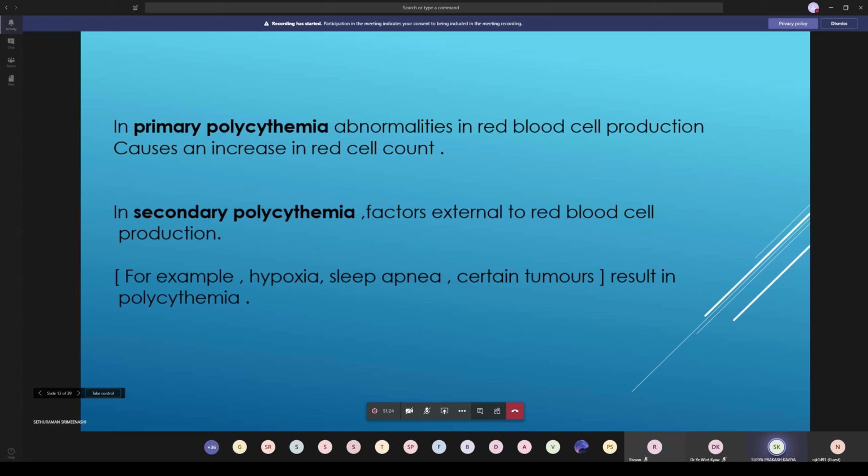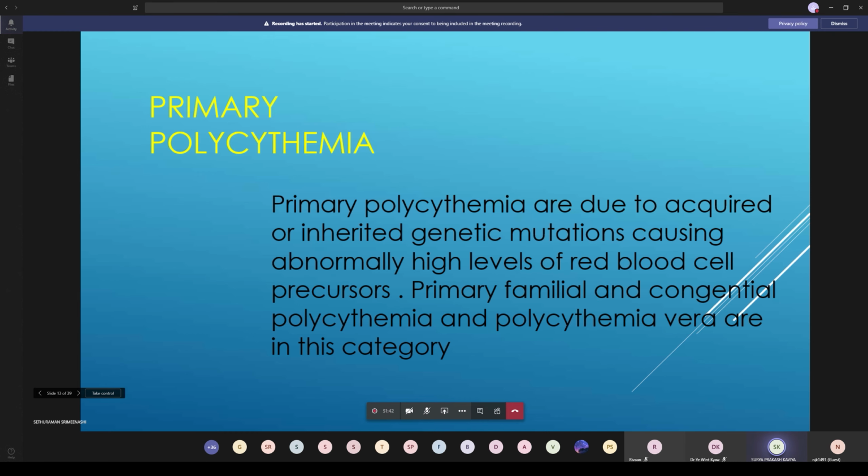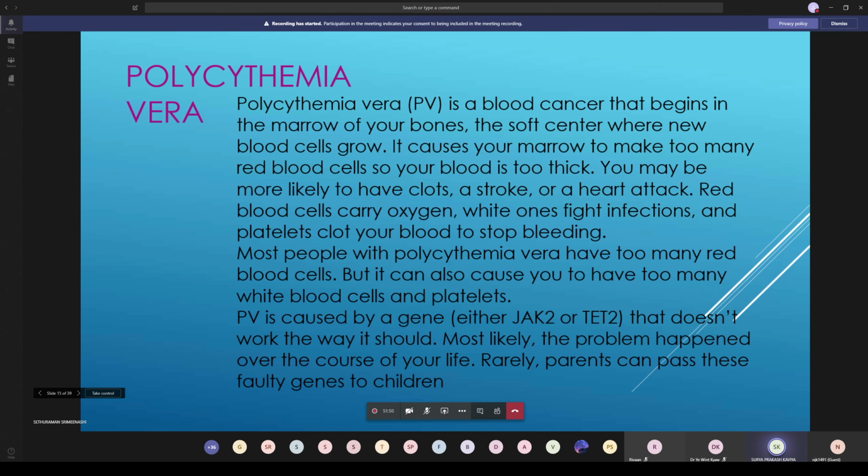Actually, this sleep apnea is a potentially serious sleep disorder in which breathing repeatedly begins to stop and start. If you snore loudly and feel tired even after a full night's sleep, you might have sleep apnea. And next about polycythemia vera, it is a blood cancer. It is a blood cancer that begins in the bone marrow of your bones, the soft center where the new blood cells grow.